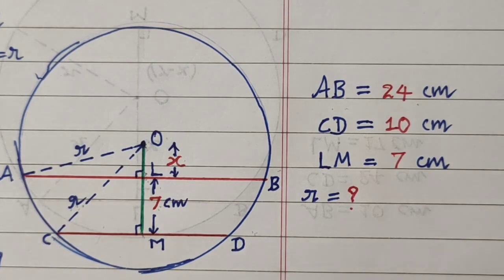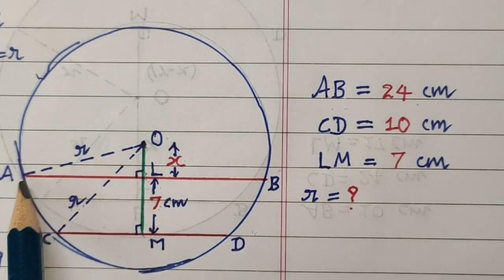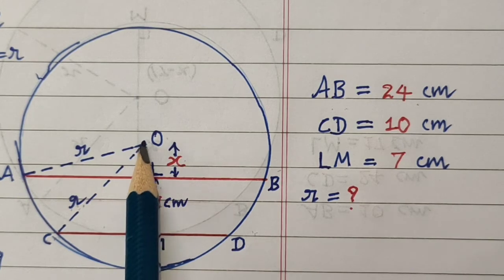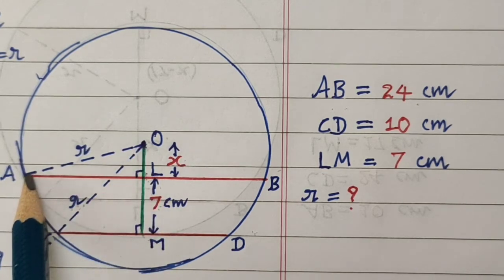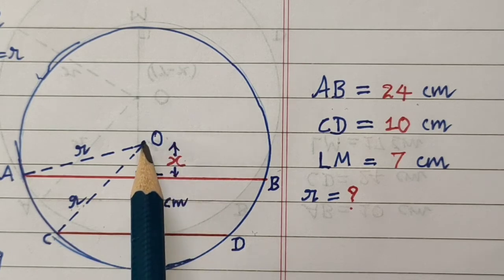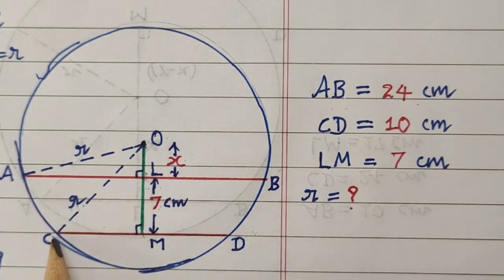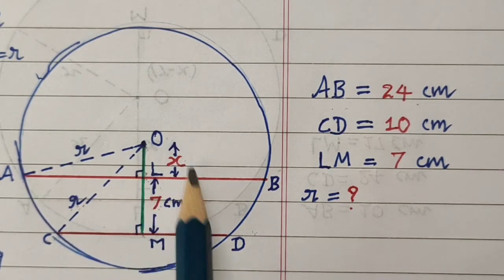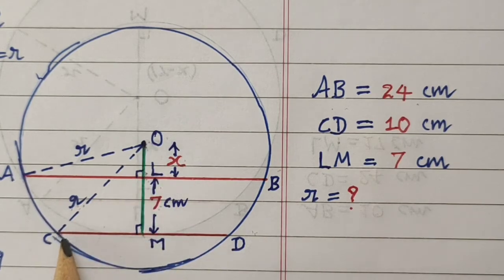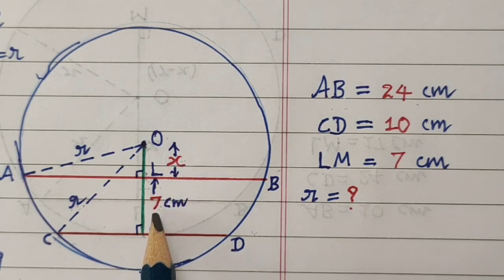In the first triangle, R square is equal to 12 square plus X square. In the second triangle, R square is equal to 5 square plus X plus 7 whole square. So we can equate the two: 12 square plus X square is equal to 5 square plus X plus 7 whole square.